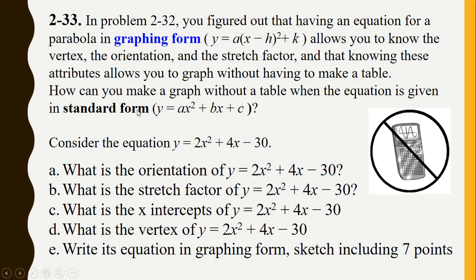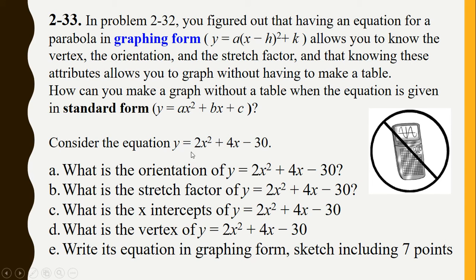If the quadratic is given in standard form, which is ax squared plus bx plus c, do you know any of those things? Do you know the vertex? Do you know the orientation? Do you know the stretch? We actually do know two of those things. We don't know the vertex from this form. We do know the orientation because it's the same A. If A is positive, it's opening up. If A is negative, it's opening down. We also know the stretch. We don't know the vertex.